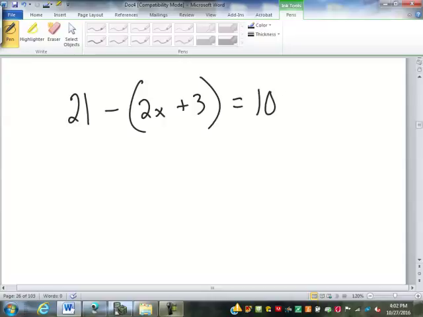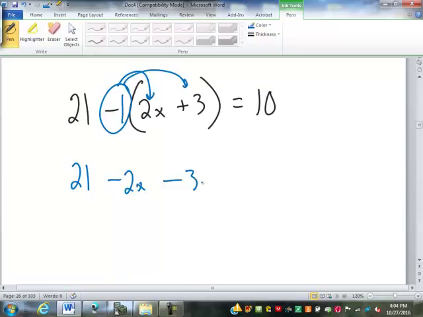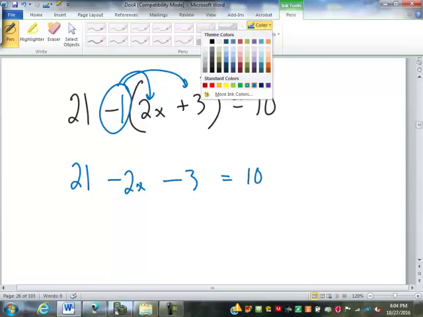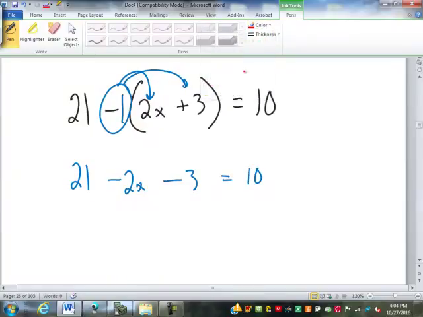Give that one a shot in your notes. Okay, so what do we do with the parentheses? -1. So the 21 up front doesn't change. -1 times 2x, -2x. -1 times 3, -3 equals 10. Then what? So we can combine the 21 and the -3. Perfect. So the -2x doesn't change. 21 and -3 becomes positive 18.